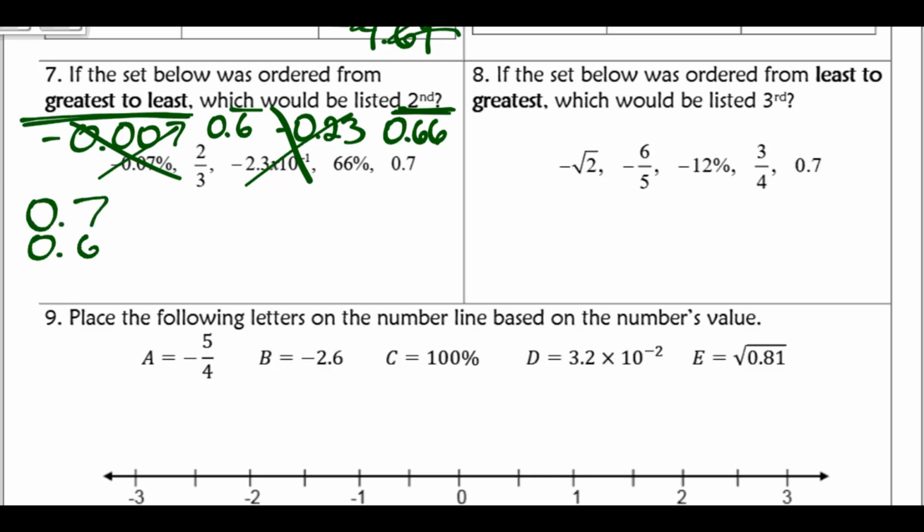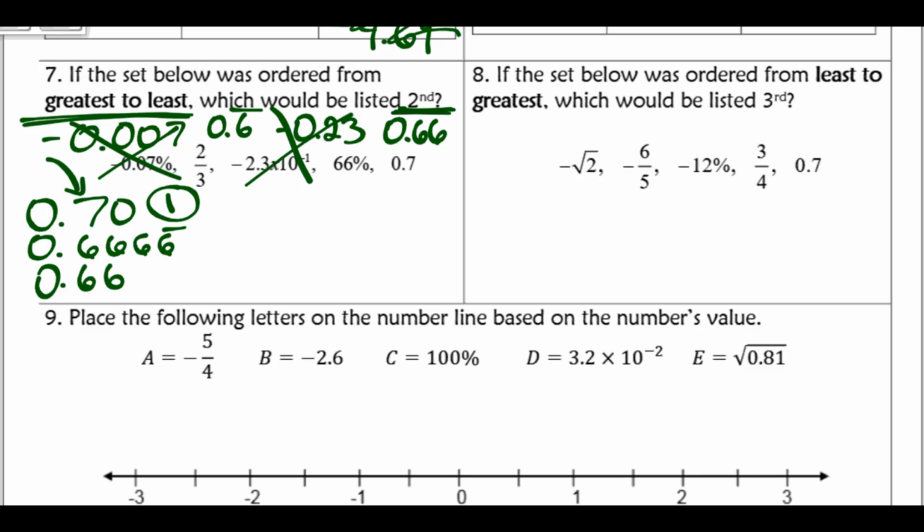0.7, 0.6 repeating, and 0.66. I'm looking for which one would be second. Basically, which one's the second biggest? So I have a 0.7, that's the biggest one. I'm just looking at that place value. 0.7 is bigger than either of the 0.6s. So I can rule that one out. That's going to be my first one.